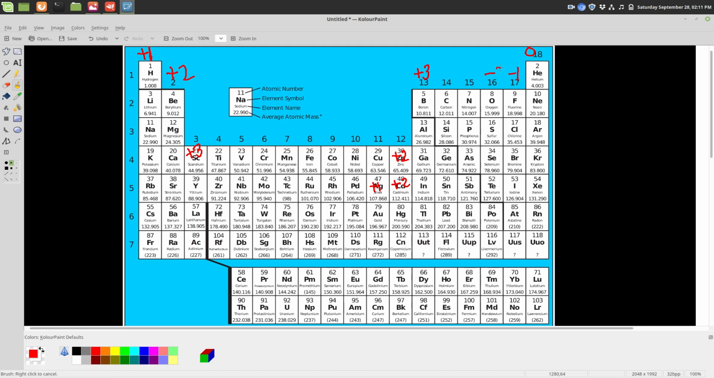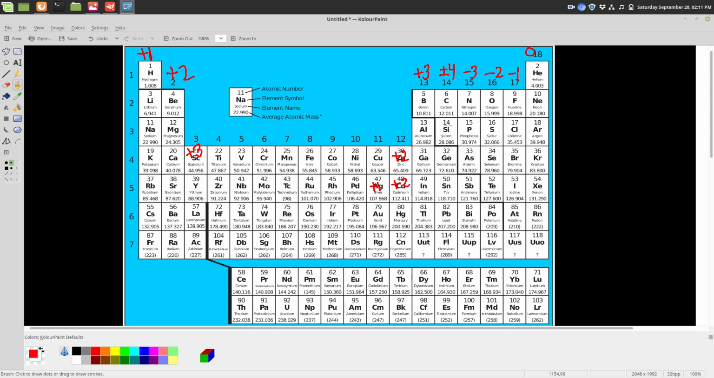Most things in column 16 are a -2. Most things in column 15, -3. And I've always had a habit of writing plus or -4 for this column, so I'm going to continue that trend. What I've always said is if it's a metal, give it a +4. If it's a non-metal, give it a -4. So, for example, carbon would be a -4 charge if you needed an ion.